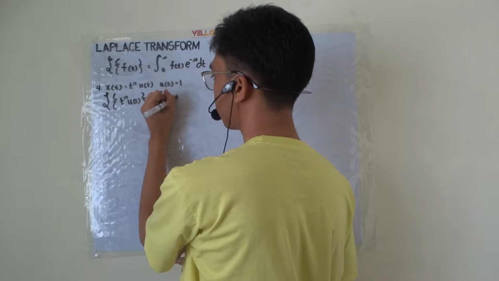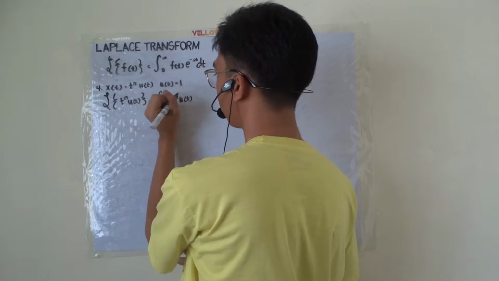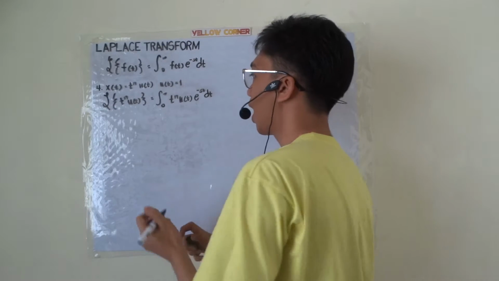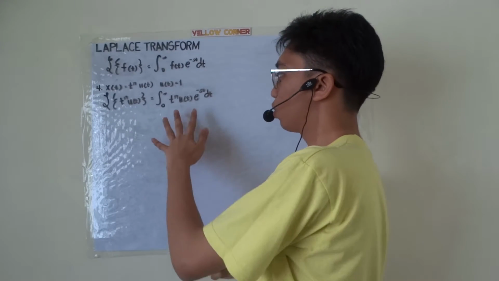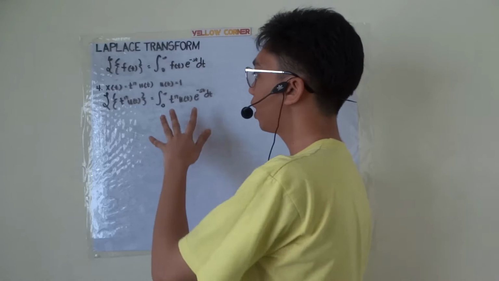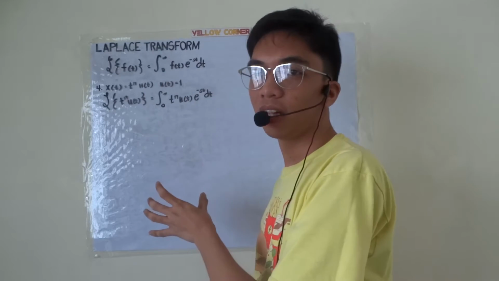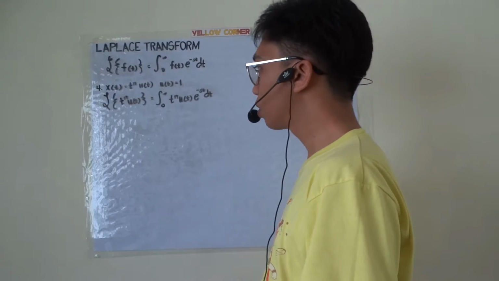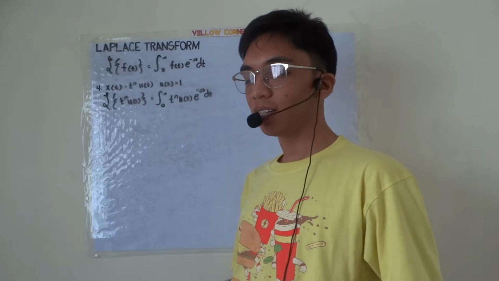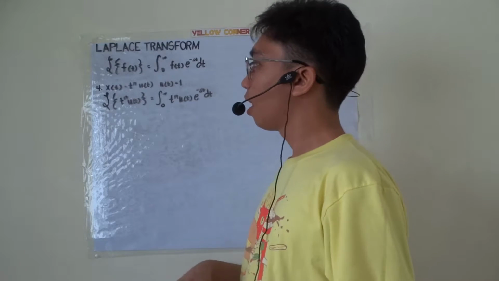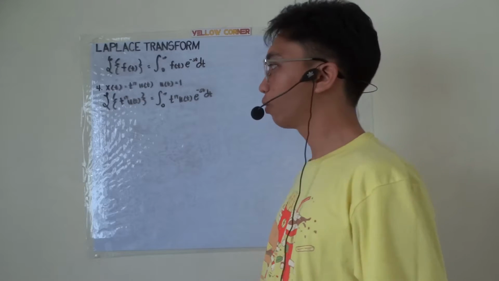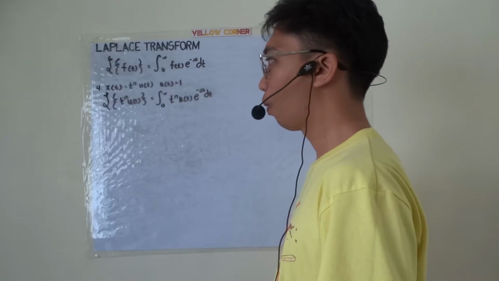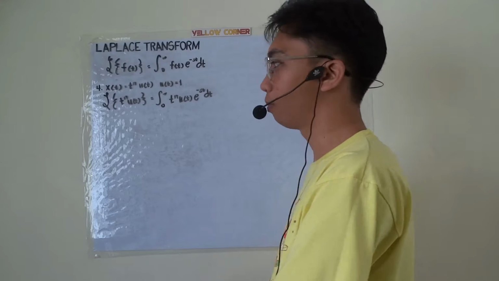of t raised to n u of t times e raised to negative st dt. Now we have a combination of two terms, and we can't simplify it into a single function or a single term, so we will use an integration technique called integration by parts. But to simplify the steps of integration by parts, we will use the tabular method, or the DI method, or the derivative-integral method.